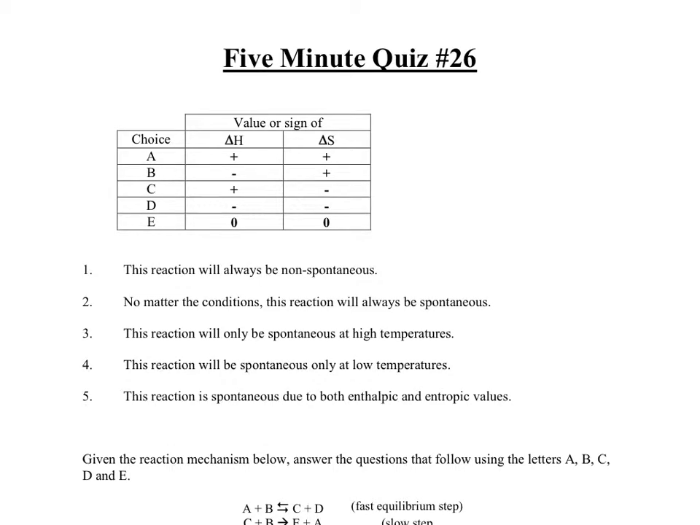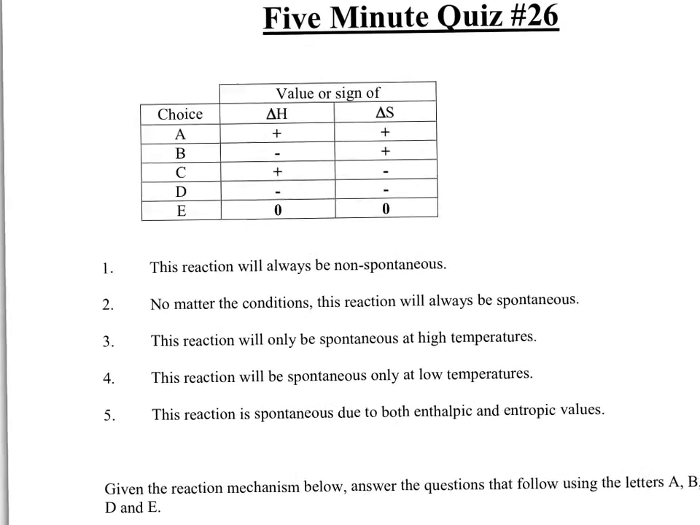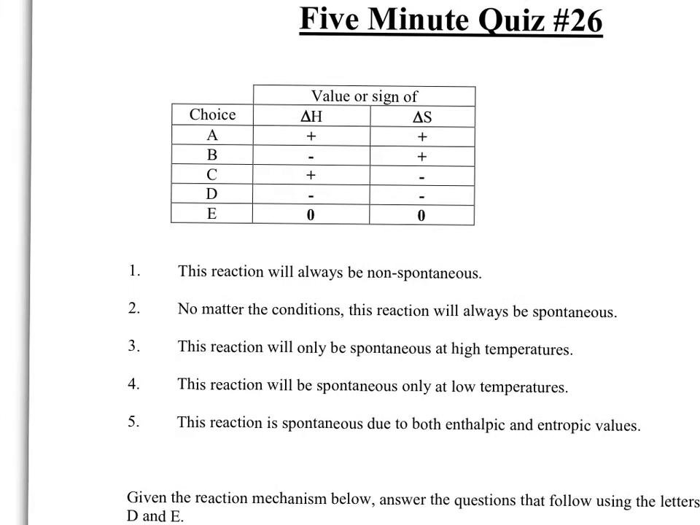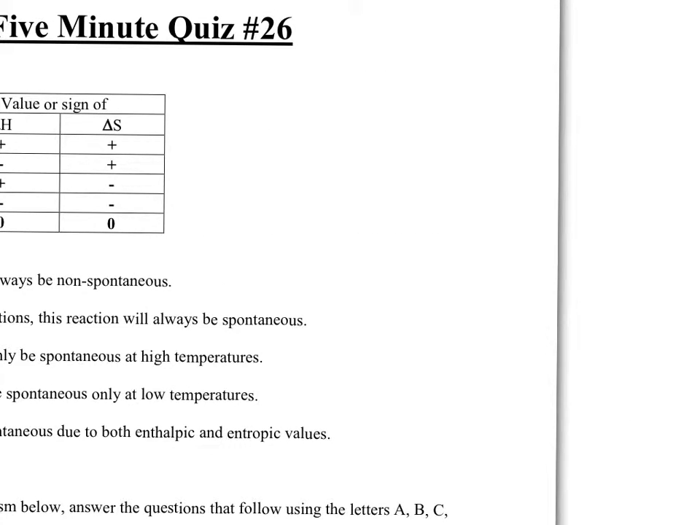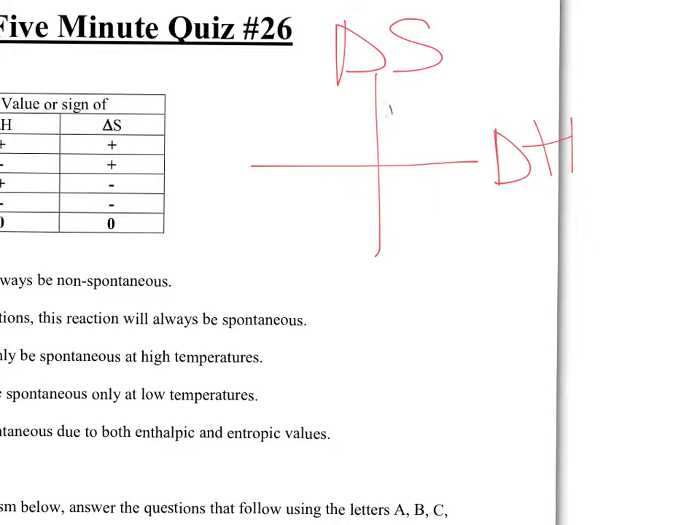All right, let's look at this one. This is quiz 26. This reaction will always be non-spontaneous. Wouldn't it be C? I thought it was B. No, wait. No, it is. It's C, with delta H negative. It's C. I remember.